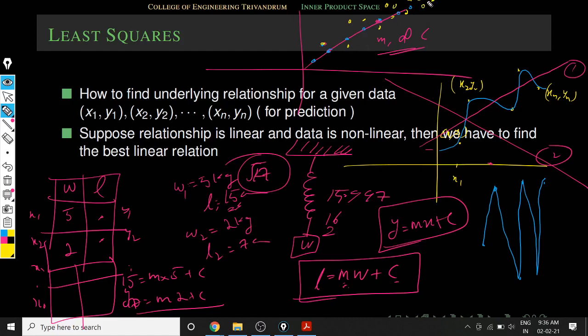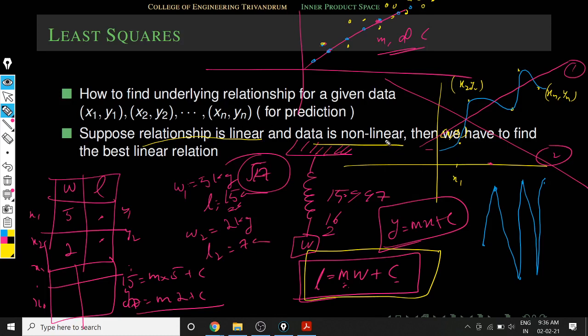So how do we find that particular linear relationship from this data? Actually the relation is linear, because Hooke's law states that elongation and W satisfy this relation. So the actual relation between W and L is linear. Due to our limitations, our data is non-linear. You got the point? So we have to find the best linear relation from this non-linear data.